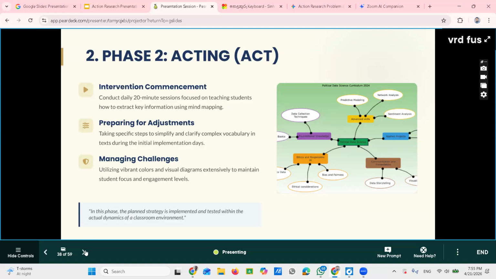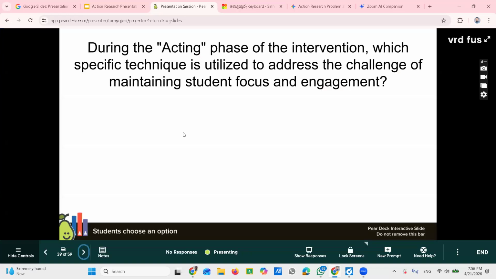Then the activity. Write down the answer, mark the answer for this activity.